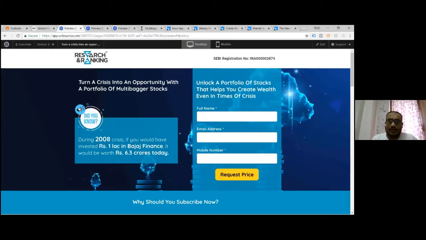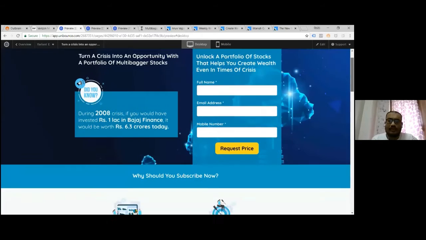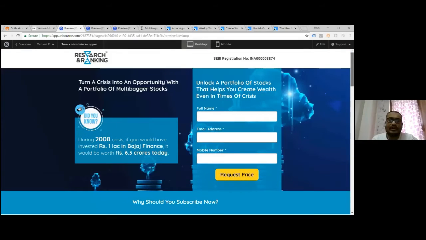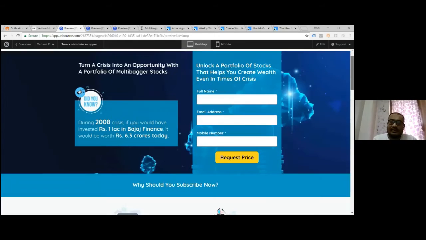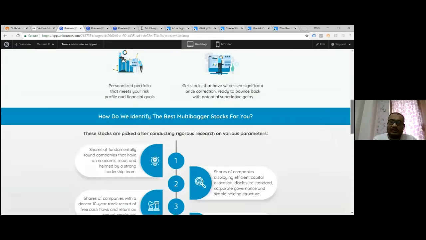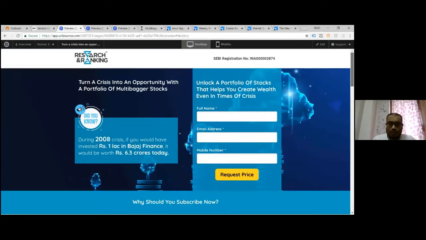Then you have something called as the hero element, right? Now, a lot of people actually call this particular thing, during the 2008 crisis, if you would have invested rupees 1 lakh in Bajaj Finance, as the hero element, and the remaining part as the story, right? So you could have it either ways, right?